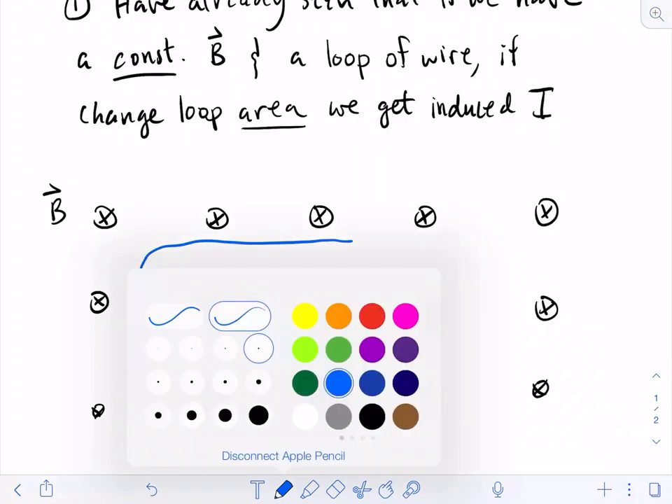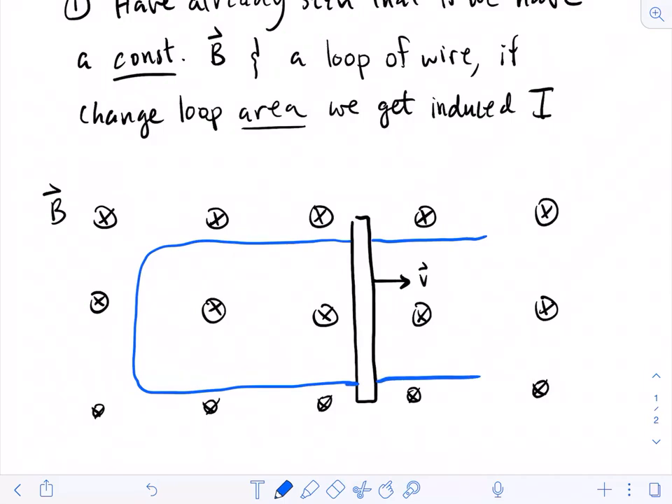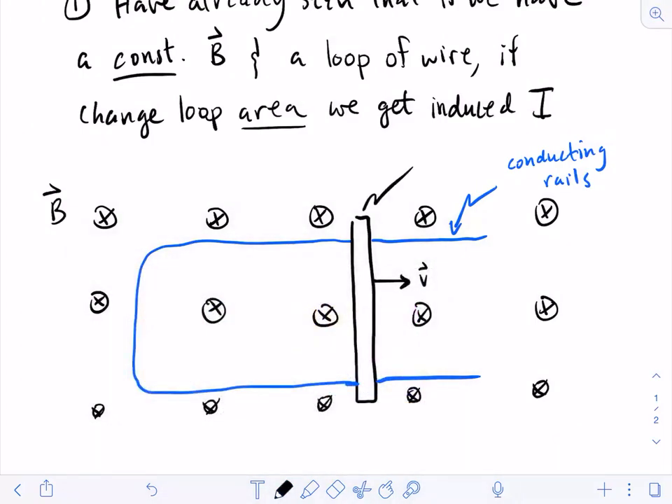and we were going to take a bar, and the bar is also a conductor, and we're going to pull that bar with some constant velocity, say to the right. And then our blue conducting tracks extend out to the right. So these are, let's say, conducting rails, and this was a conducting bar.